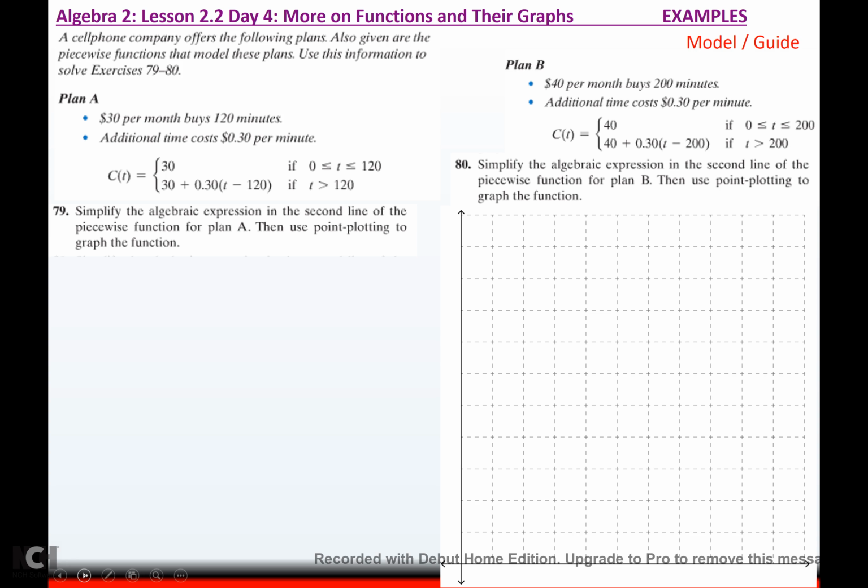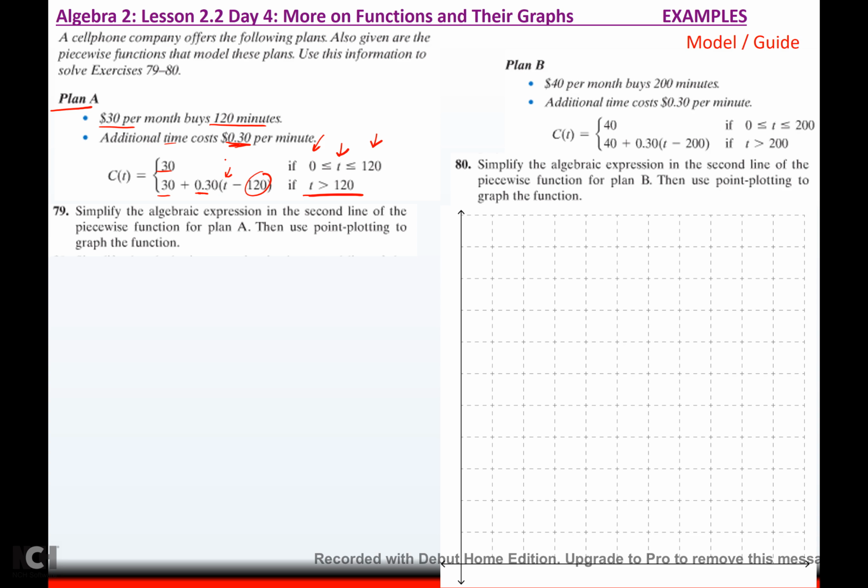All right, so it says a cell phone company offers the following plans. Also given are the piecewise functions that model these plans. Use this information to solve exercises 79 through 80. So plan A charges you $30 a month for 120 minutes. Anything over 120 minutes costs you 30 cents a minute. So as long as your time stays between 0 and 120, your bill is going to be 30 bucks flat.